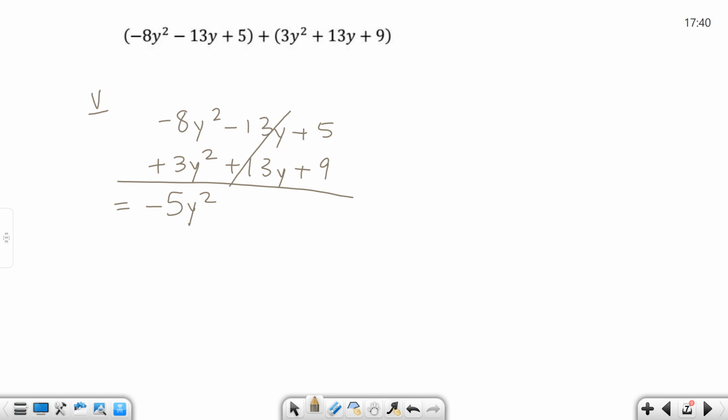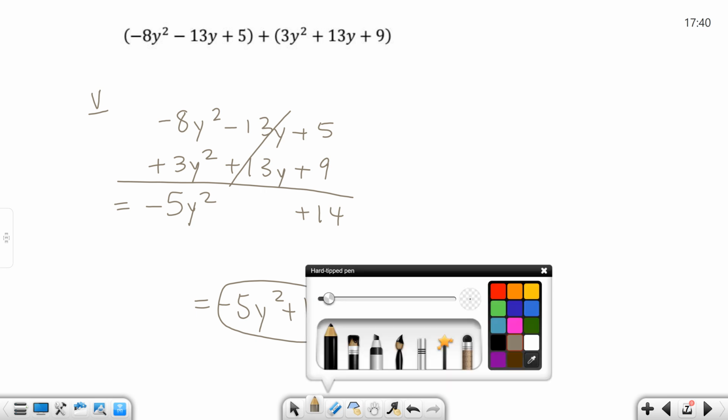So don't think when it happens, oh, I made a mistake. No, it can happen. It may not happen often, or it may happen a lot. It depends on what problem you're working. All right, and then plus 5 plus 9 is plus 14. And I don't like the way this looks aesthetically, so I'm going to come down here and say, okay, negative 5y squared plus 14. And write it in together nice and neat there, negative 5y squared plus 14. So my middle term there, what we call the middle term, if it's in descending order, canceled. All right, it went to 0.